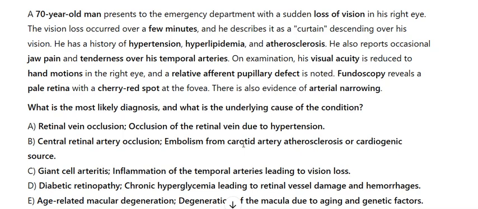A. Retinal vein occlusion, occlusion of the retinal vein due to hypertension. B. Central retinal artery occlusion, embolism from carotid artery atherosclerosis or cardiogenic source. C. Giant cell arteritis, inflammation of the temporal arteries leading to vision loss. D. Diabetic retinopathy, chronic hyperglycemia leading to retinal vessel damage and hemorrhages. E. Age-related macular degeneration, degeneration of the macula due to aging and genetic factors.